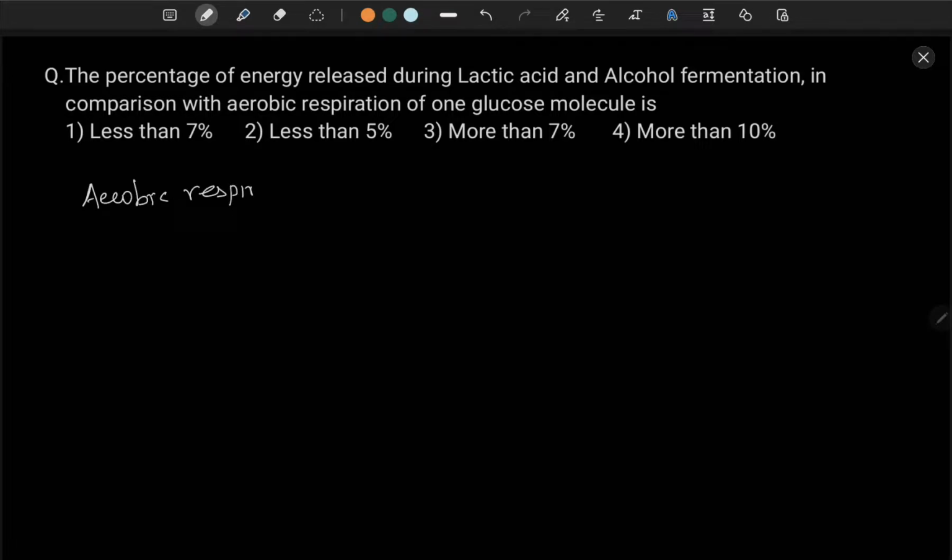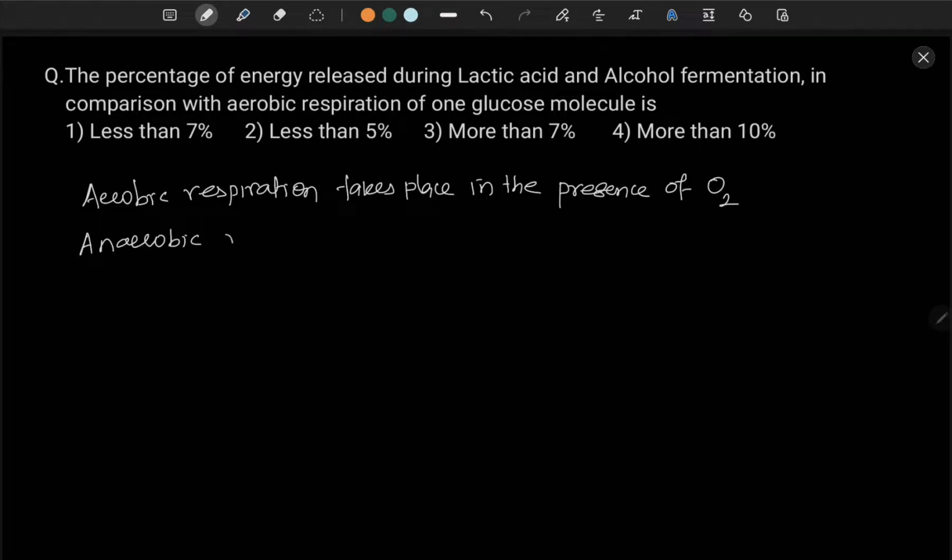Aerobic respiration takes place in the presence of oxygen, whereas anaerobic respiration takes place in the absence of oxygen. Let us see what is the main difference between aerobic respiration and anaerobic respiration.